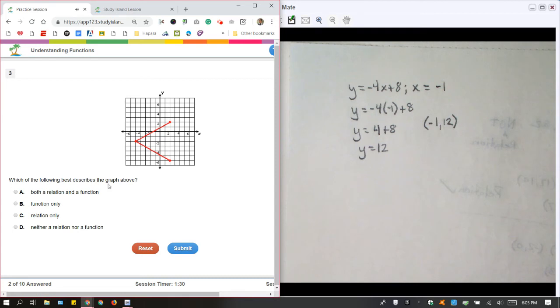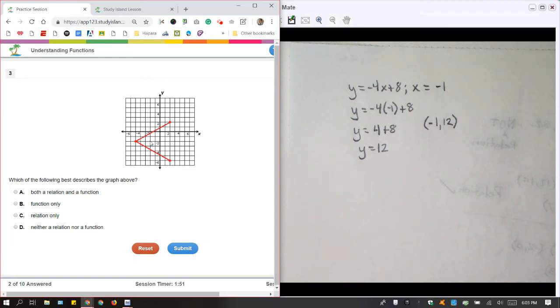Which of the following best describes the graph above? Well, we've got lots of points here that are right above one another. Let's take a look at this point right here. This is 2, 2, but it's right above this point down here, which is 2, -6. So those points both have an input of 2, but two different outputs. So right away, this is not a function.